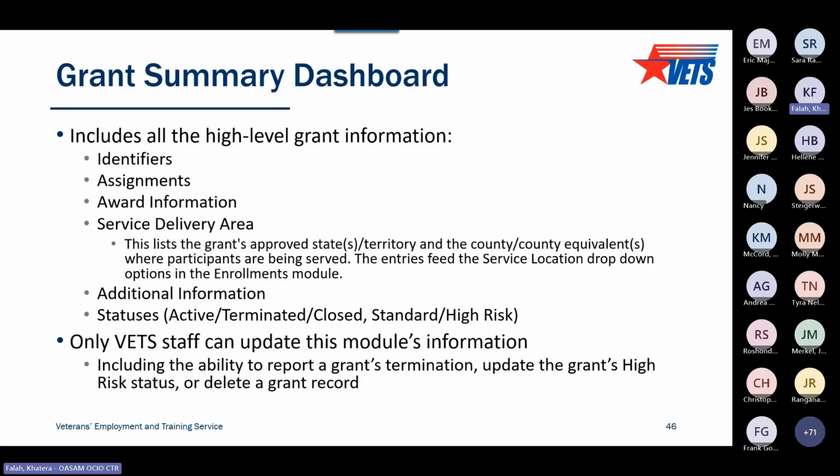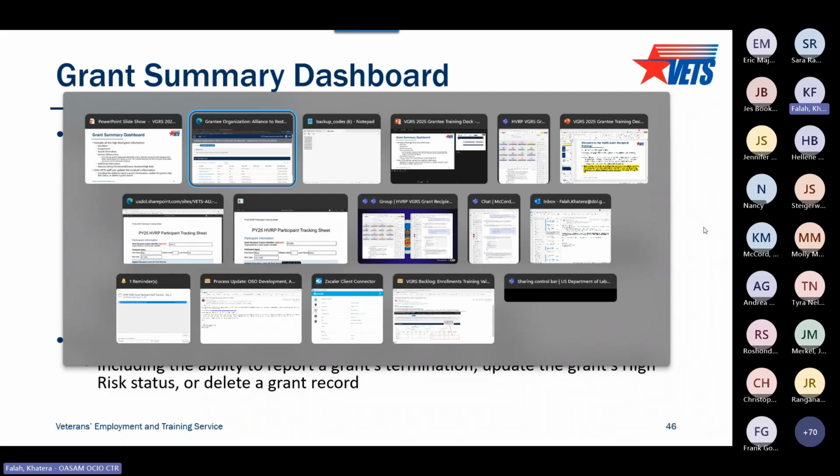The service delivery area works hand in hand with the enrollments module. We do have an additional information section, and then we have our statuses, which can show active, terminated, closed, and standard or high risk. Only vet staff can update this module's information. This includes the ability to report a grant's termination, update the grant's high-risk status, or delete a grant record.